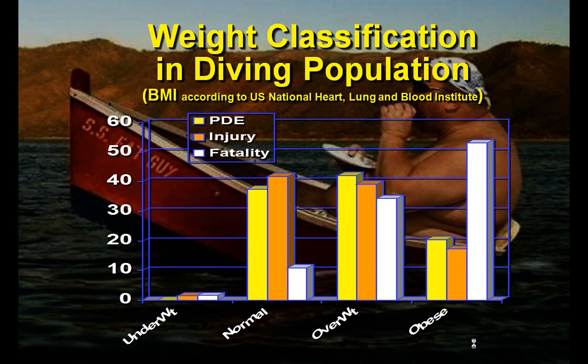Weight classification of the diving population. They have three different populations here. This is Project Dive Exploration, which is where we're collecting information on dive profiles. We think that is roughly equivalent to the normal diving population, if normal applies to diving. And the orange here is the injury population, and the white is the fatality population. You can see roughly in the injury and normal diving populations, they are pretty similar, but you can see that when you're talking about those who are overweight and obese, it's certainly skewed towards that end of the spectrum.